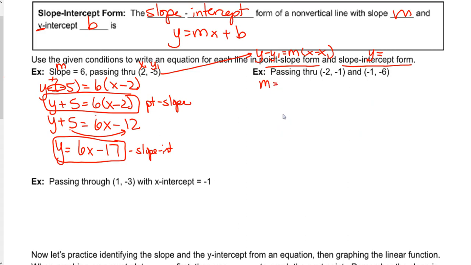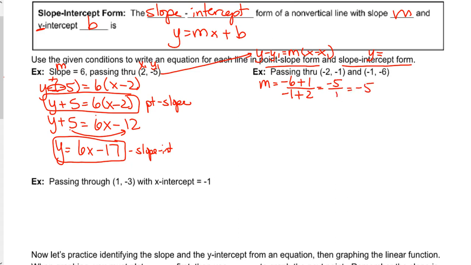So therefore, I first have to find m by doing y2 minus y1, so negative 6 minus a negative 1. Those double negatives becomes a plus 1, so sometimes I shortcut it by just making it a plus. And negative 1 minus a negative 2 becomes a positive 2. This gives me negative 5 over positive 1.